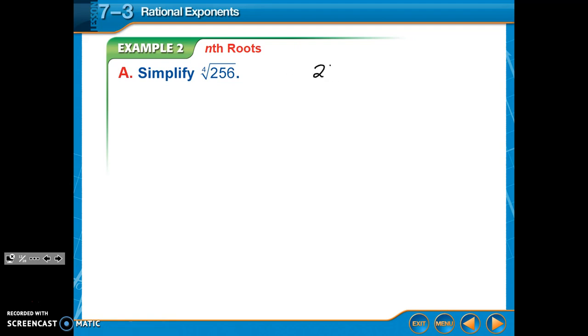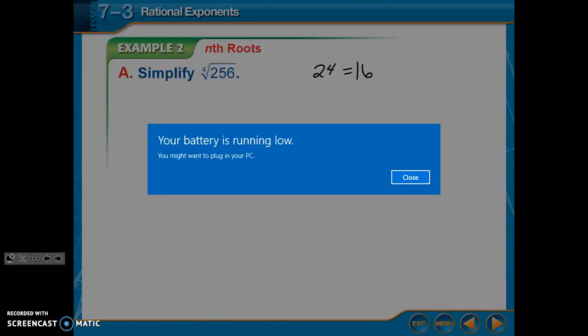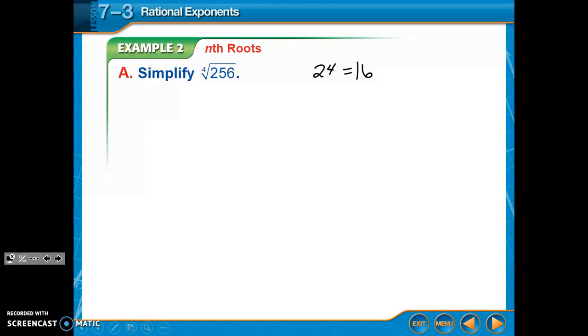Let's start with 2. If I say 2 to the 4th, what is that equal to? 2 to the 4th is 16, which means we need to go a little bit higher. So let's jump up. 6 to the 4th gives me 1,296, which is way too big. So we want to go smaller. Let's try 3 to the 4th. 3 to the 4th gives me 81.